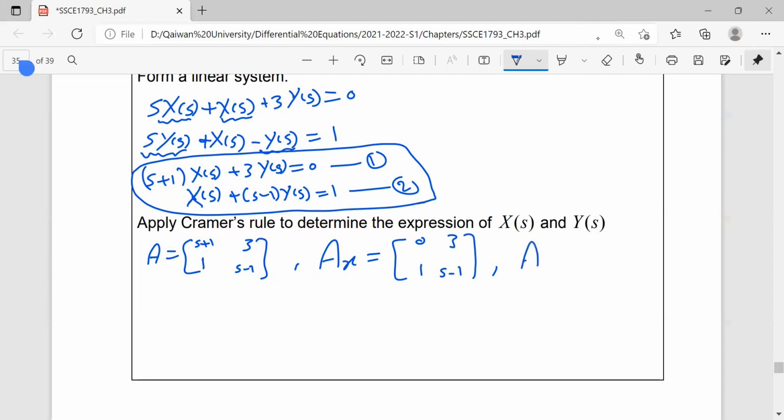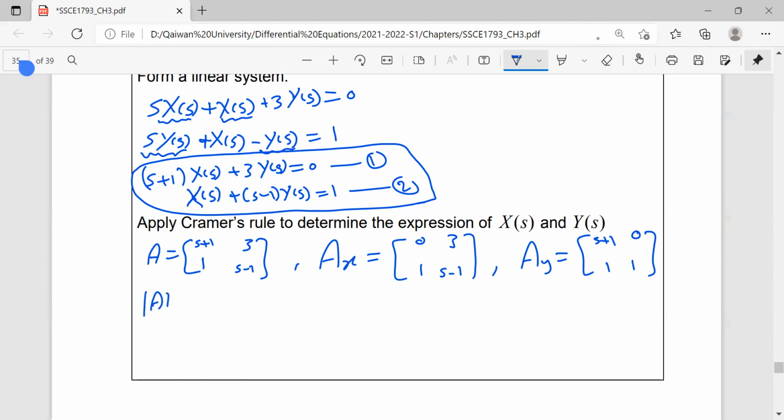And for AY, we replace the second column by the right-hand side. We get s plus 1 and 1. Here, we get 0 and 1. These are A, AX, and AY. Now we find their determinants.